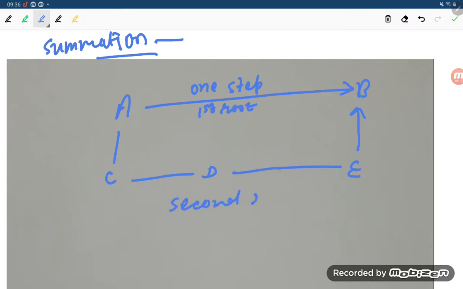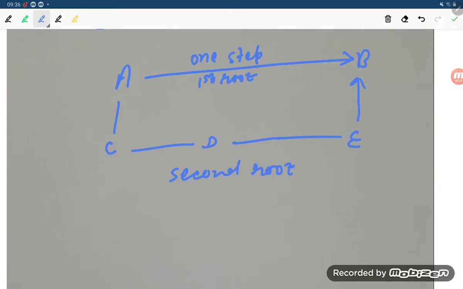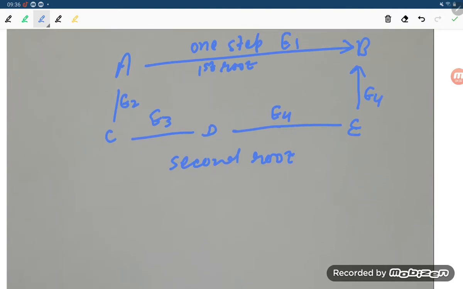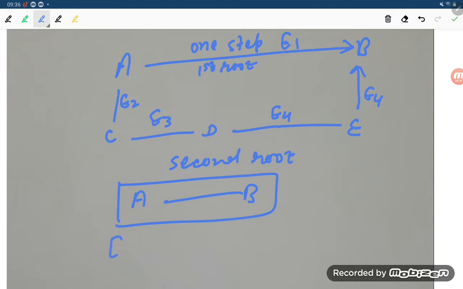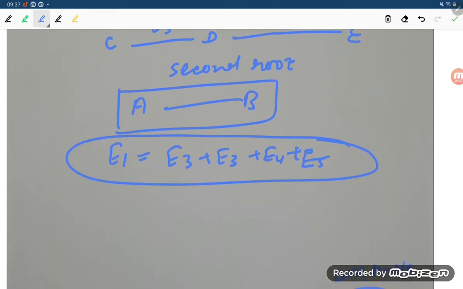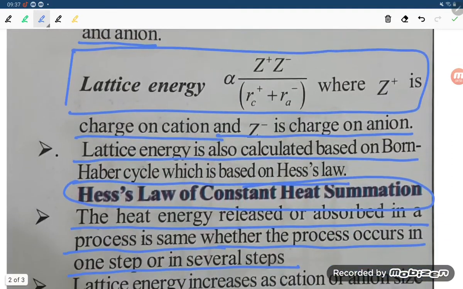In the first route, suppose E1 energy is there, and in the second route these are E2, E3, E4 and E5. So they are saying, by constant heat summation, whether the reaction proceeds from A to B in one step or multiple steps, the energy will be the same. So E1 will be equal to E2 plus E3 plus E4 plus E5. In all the cases, the sum of energy will be the same. So that is the meaning, students.